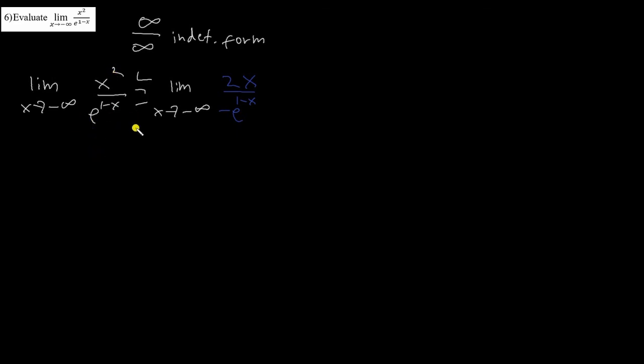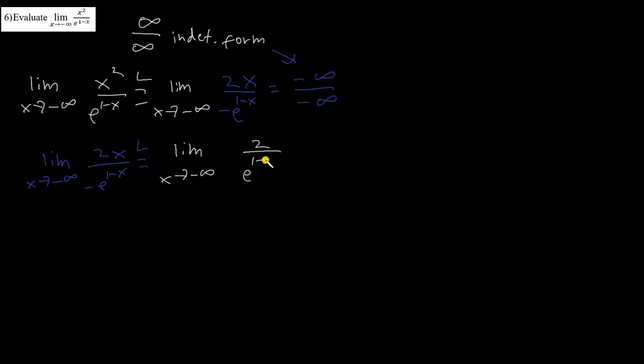If you're not sure what I did there, I took the derivative of the numerator using the power rule, and I took the derivative of the denominator using the chain rule. So if I try plugging in negative infinity here, I'm going to get negative infinity over negative infinity, which is another indeterminate form. So I'm allowed to use L'Hopital's rule again. This limit, 2x over negative e to the 1 minus x, is going to be equal to, again using L'Hopital's rule because I still have an indeterminate form, the limit as x approaches negative infinity of 2 over e to the 1 minus x.